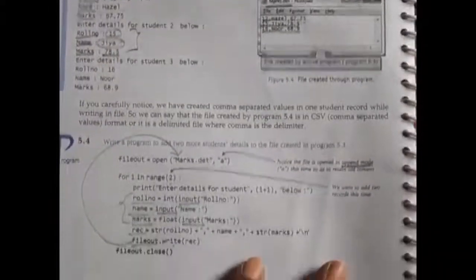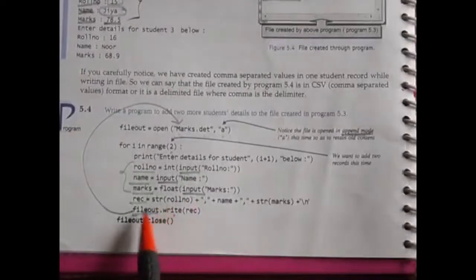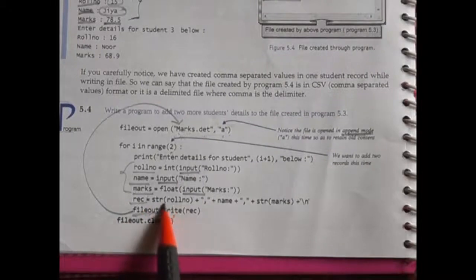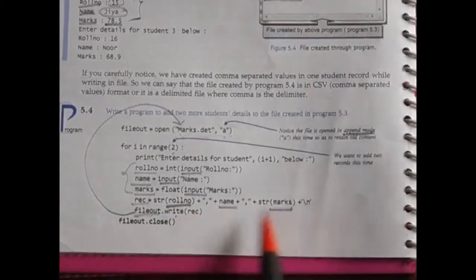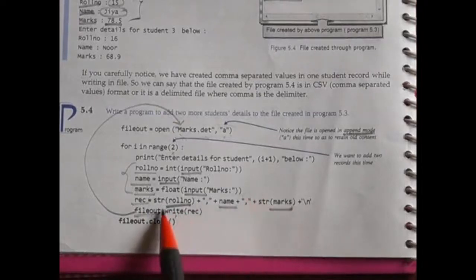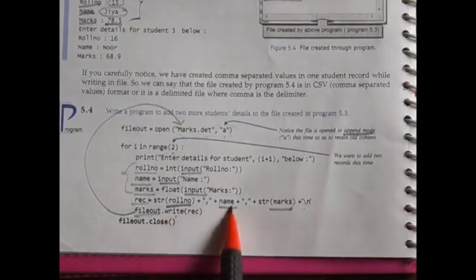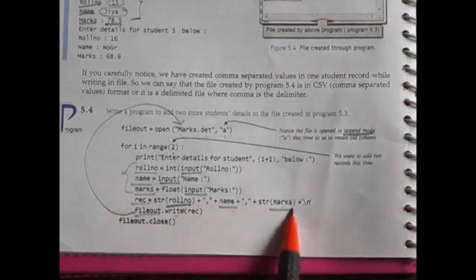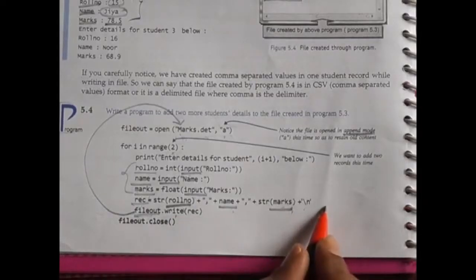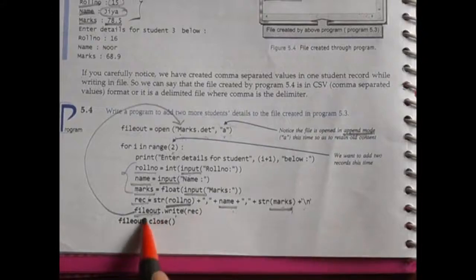So what is the usefulness of this rec? Rec, what will it do now? All these 3 data, roll number and name and the marks, will be added and it will put them in the same line. Rec, it will put in the same line what things? Roll number, name, marks. All these 3 things will be appended, joined in the same line. Understand? Okay.